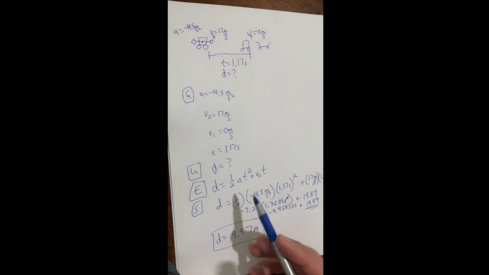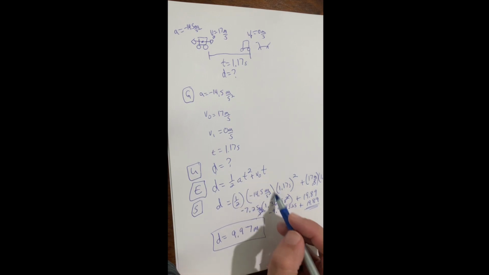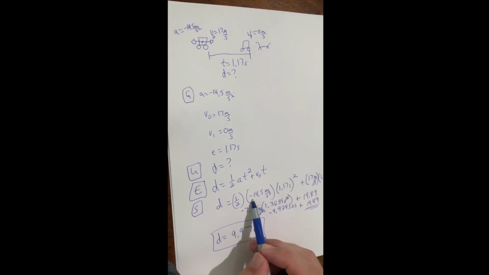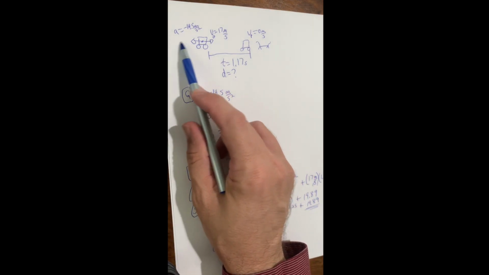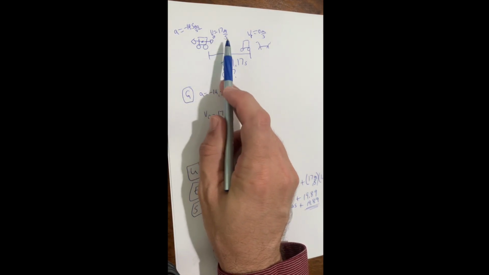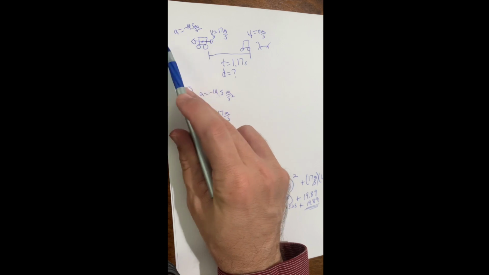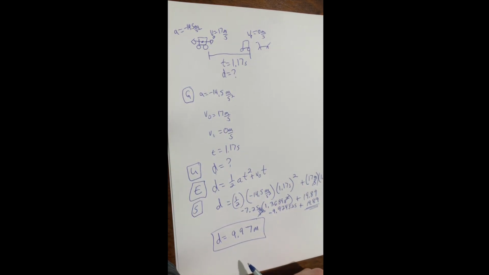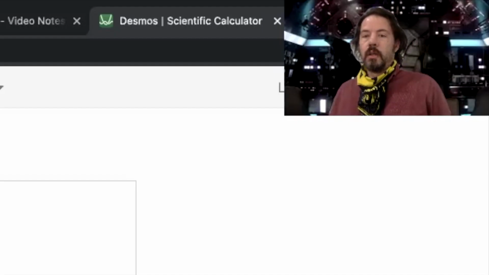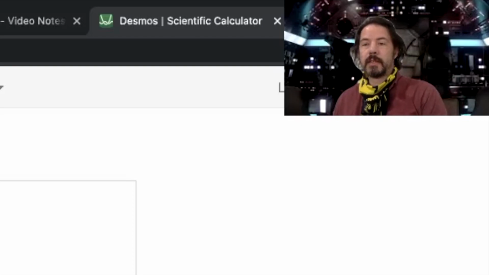Secret to this one is substituting in properly and paying attention to the negative. If it's slowing down, the acceleration, the change, is happening in the negative direction. Don't forget the negative. Otherwise, you will get a big number and you would wind up with like 28 or something like that.